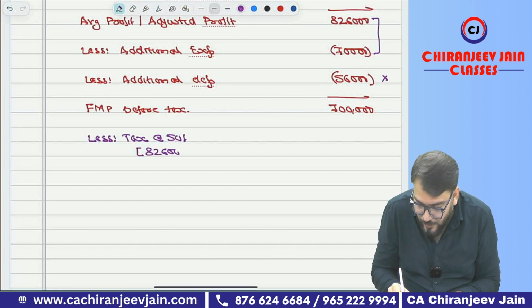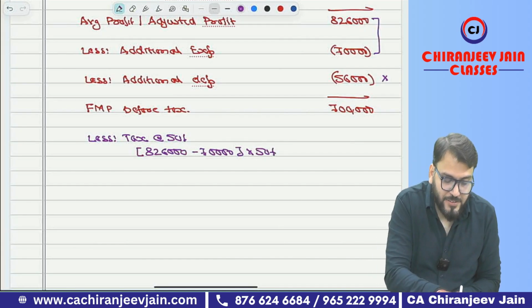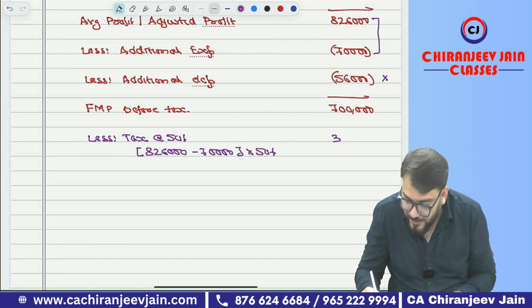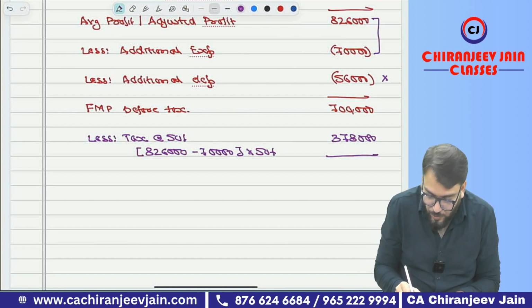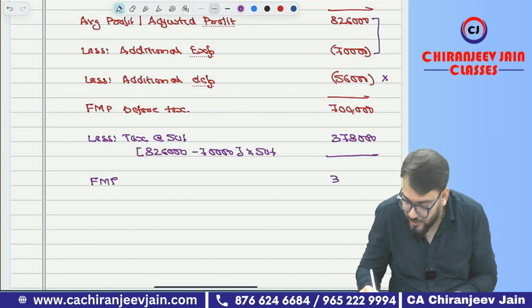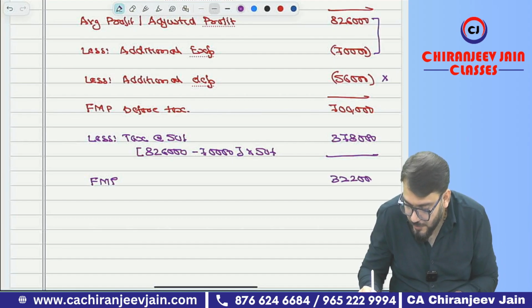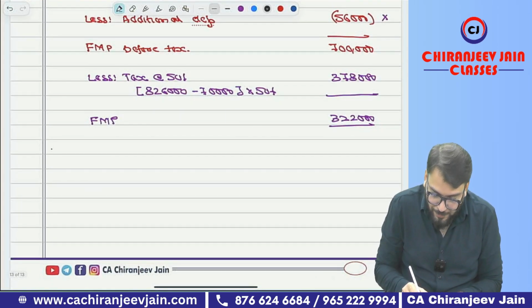It will be 8,26,000 minus 70,000, into 50%, coming to 3,78,000. Actually your FMP is how much? Future maintainable profit: 7 lakh minus 3,78,000 is 3,22,000. This is your FMP. Now we'll come to point B.